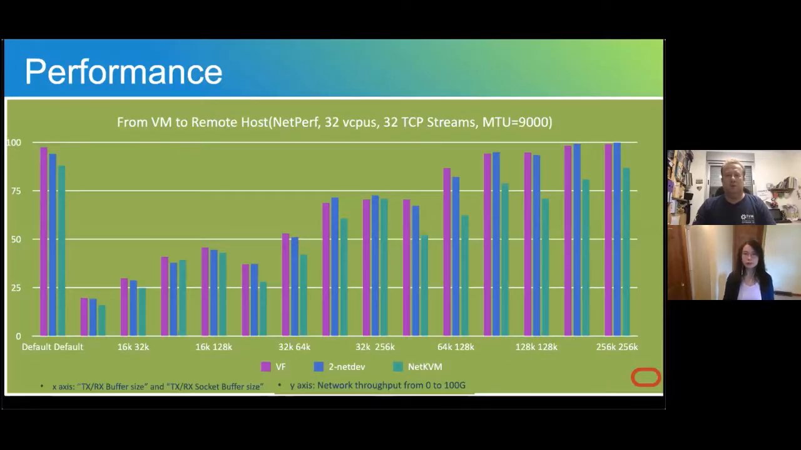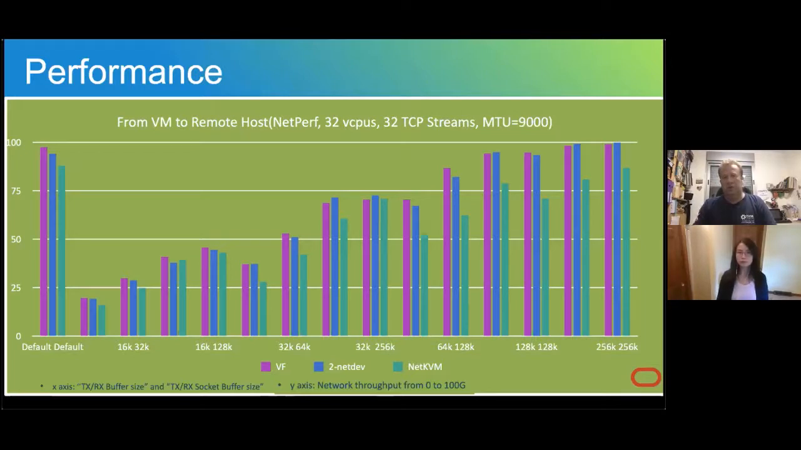Let's take a look at the performance numbers. Here are the performance numbers on a 100 gigabit per second card between the hosts, and you can see VM to remote host traffic. So there are several things. First of all, what we wanted to see is there's almost no degradation between the usage of the VF and the usage of the 2NETDEV model in our solution. And you can see it here.